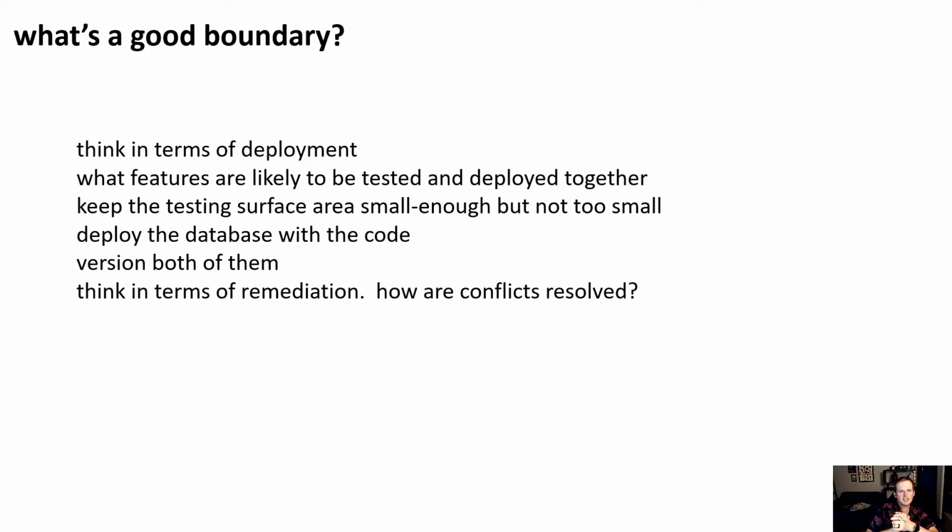So, what's a good boundary for separating out legacy systems into microservices? Well, think in terms of deployment. Which of these features would you like to be tested and deployed together? What I like to do is think about the smallest component you can that you are likely to test and deploy together, and that component is now a microservice. Keep the testing surface area small enough, but not too small.